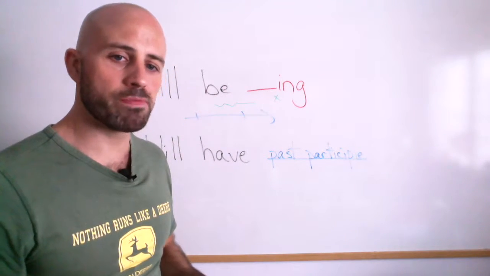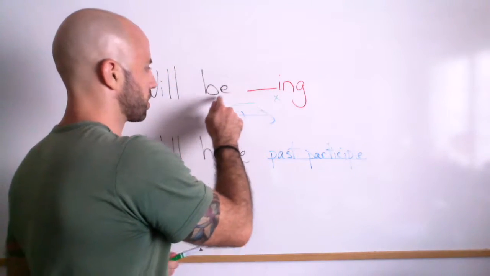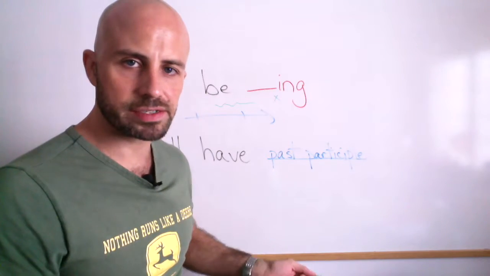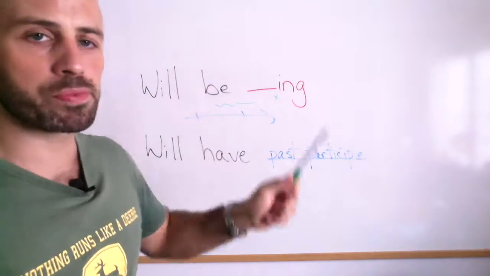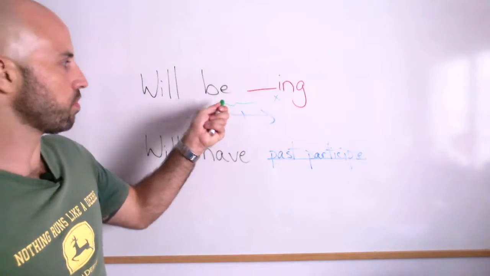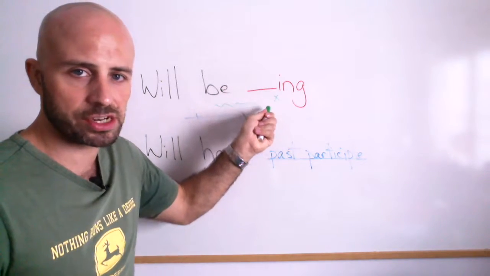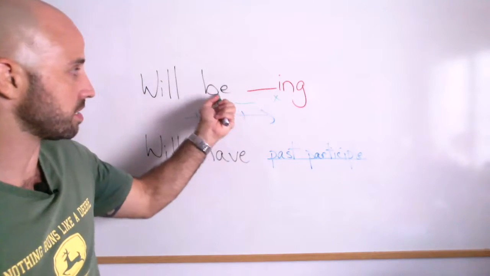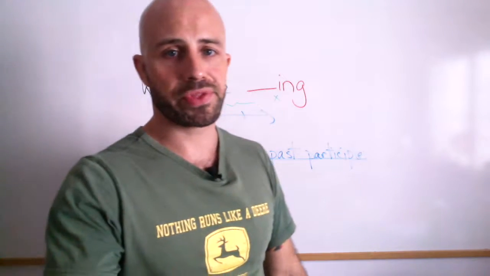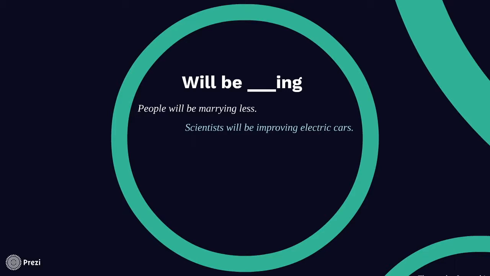But scientists will be improving implies that there's kind of an ongoing process. Will be improving. They're improving it now. They'll be improving it 2 years from now. They'll be improving it 5 years from now, 6 years from now. It's an ongoing process. That's the will be. That's what we think about with the will be -ing. Scientists will be improving electric cars.